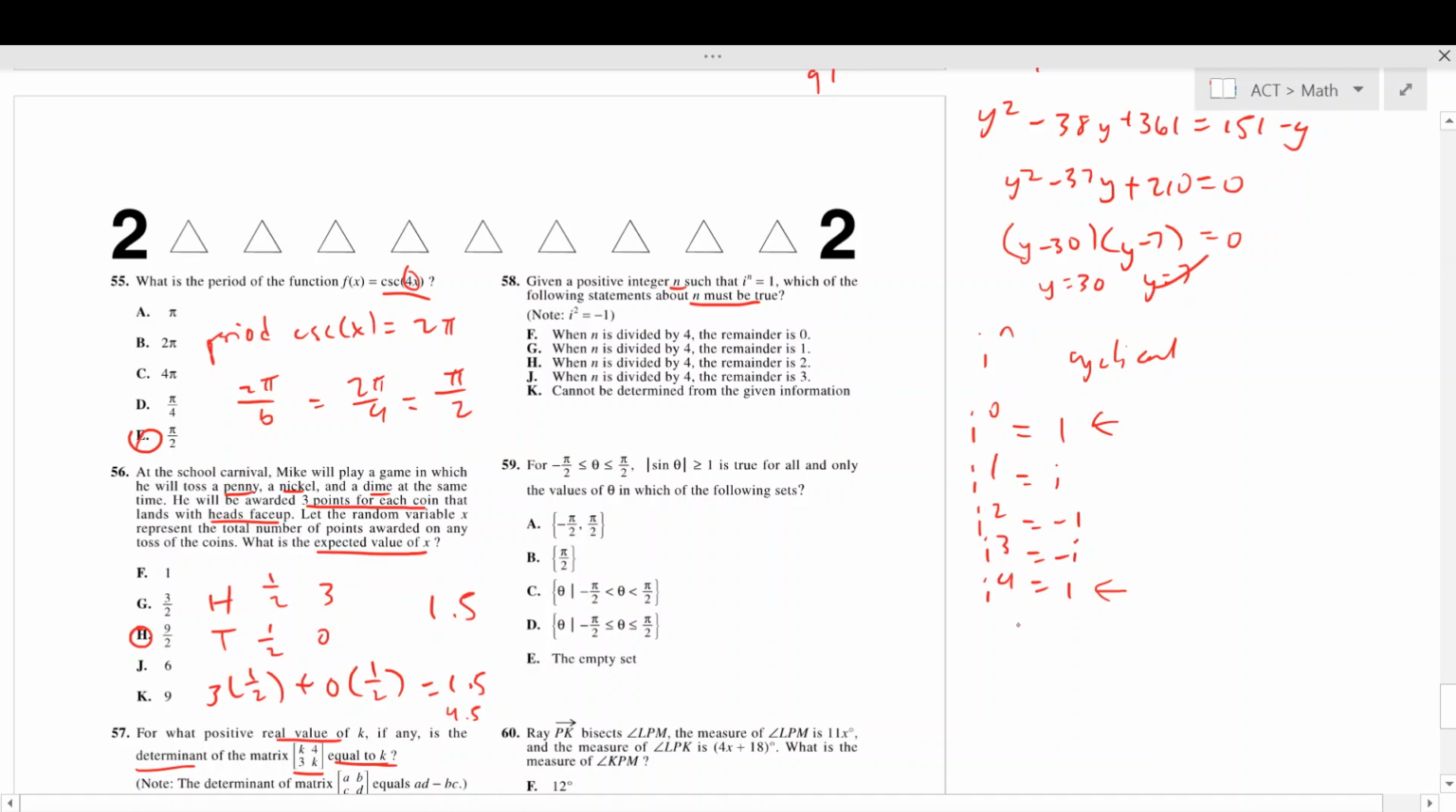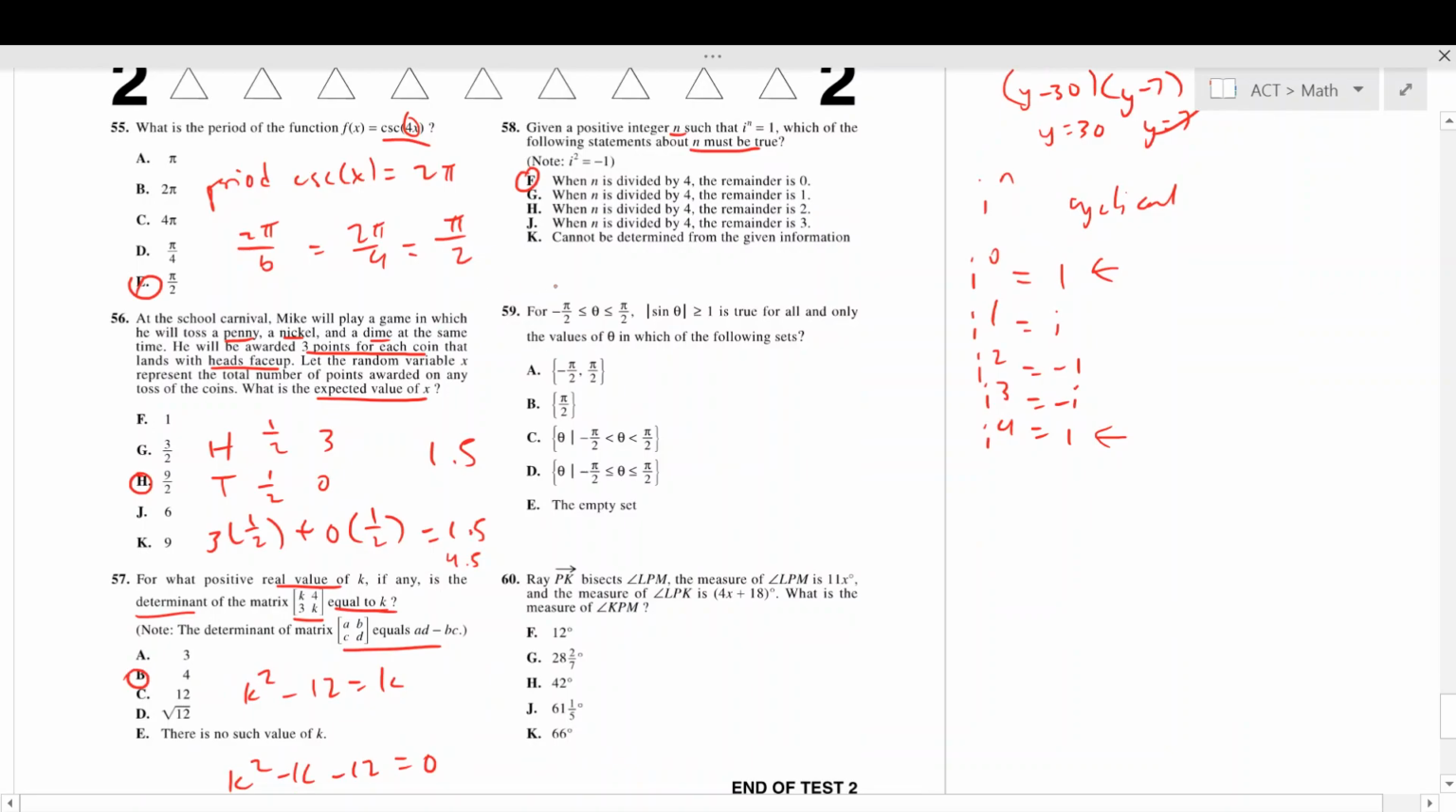The remainder is 0. If we do 4 divided by 4, again, there's no remainder. Remainder is 0. So f is going to be true. This is a really, really tricky question. It actually doesn't seem too tricky, maybe. But this question highlights one thing about ACT Math.